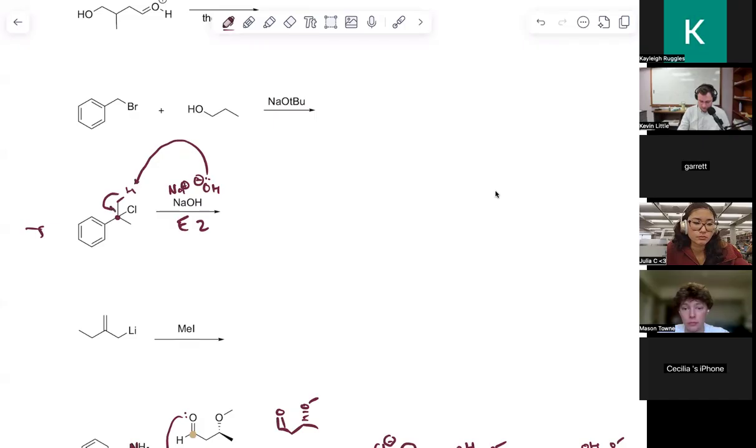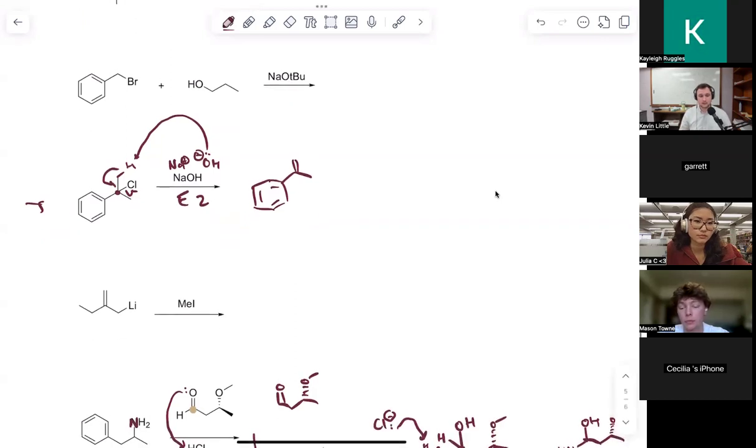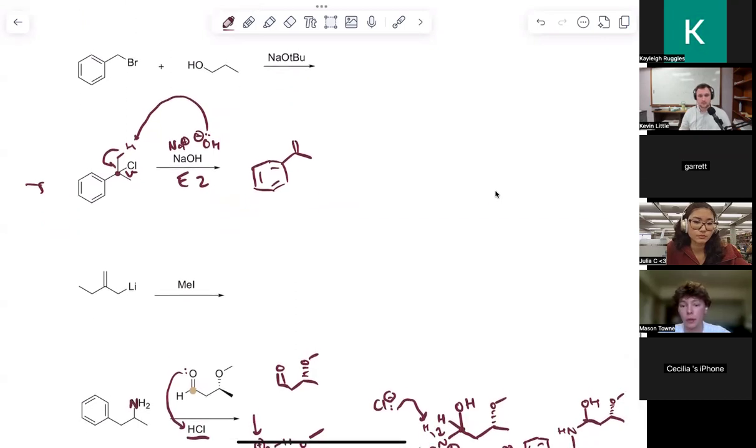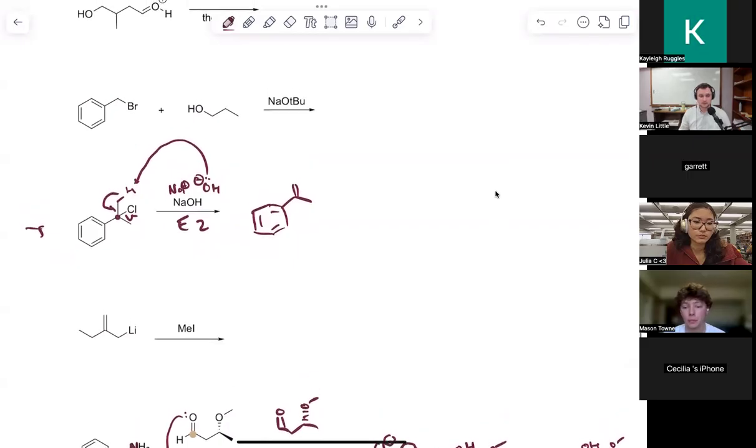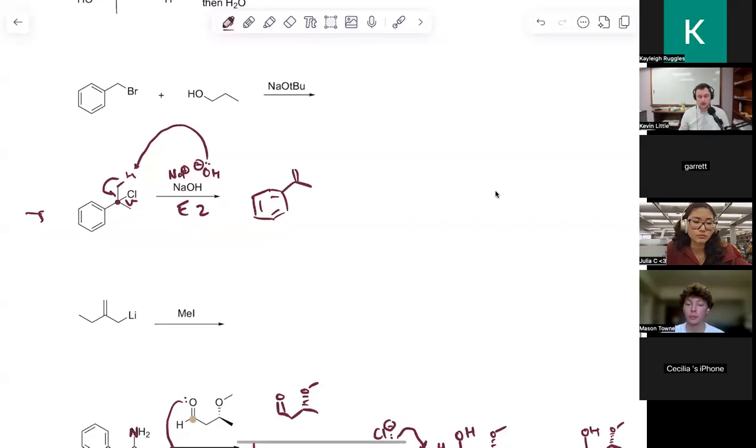So for charged things, it's pretty straightforward. You're just going to look at, is that a primary, secondary? Is that a primary, tertiary alkyl halide? If it's tertiary, it's E2. If it's primary, it's E1 or SN2. Sorry.